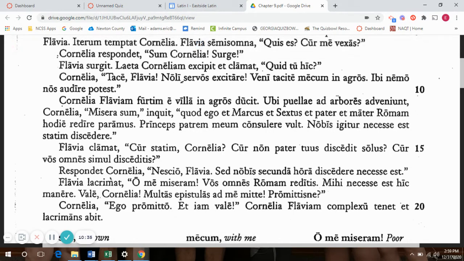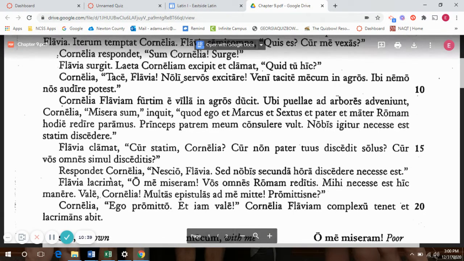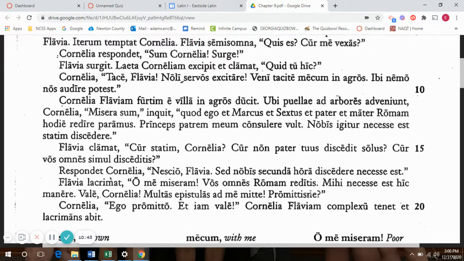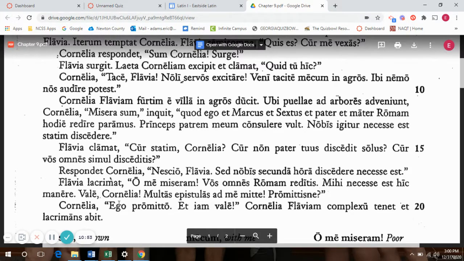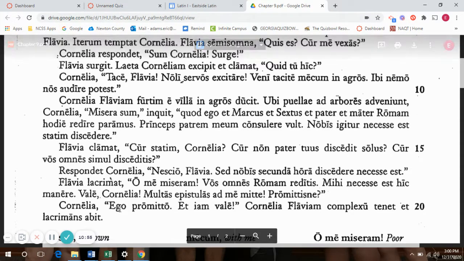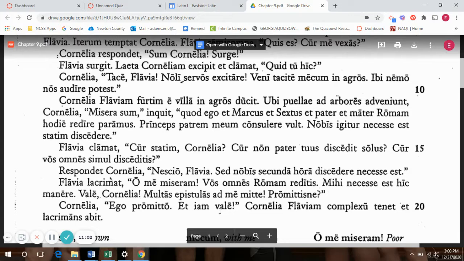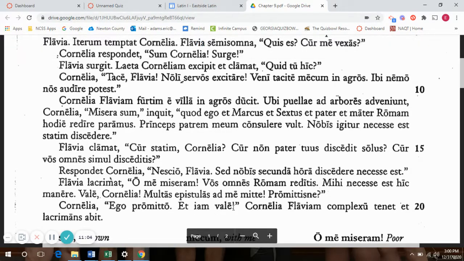Multas epistolas ad me mitte, send to me, ad me, many letters. Promittisne, remember the ne on the end of a word indicates that it's going to become a question. So ordinarily, it would be, you promise, but here it's asking the question, do you promise? And Cornelia, ego promitto, ego for the emphasizing, I promise, hopefully implying to her, you better promise as well. Et iam vale, and now goodbye.